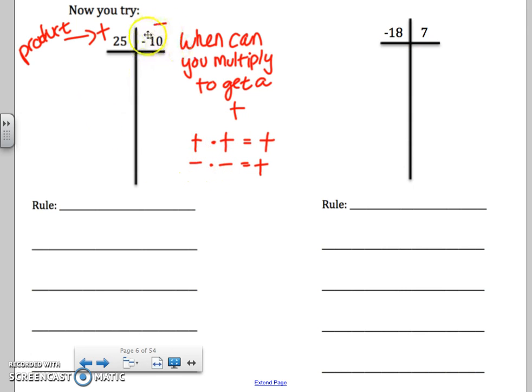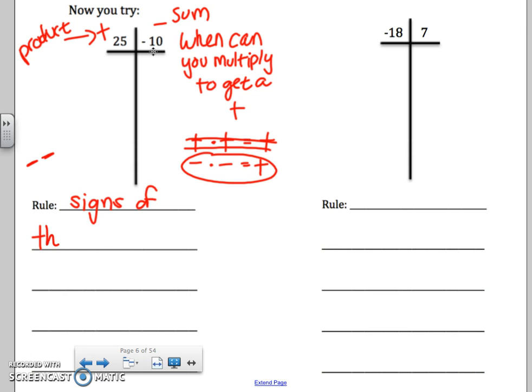So when I look at this left side, which is the sum side, when can I add and get a negative? Well, I can't add two positives together and get a negative, okay? So in this case, if you have a positive on the left side and a negative number on the right side, your signs are going to have to be negative, negative, okay? So the signs of the factors must be negative, negative, okay? So when your product is positive and your sum is negative, your signs have to be negative, negative.